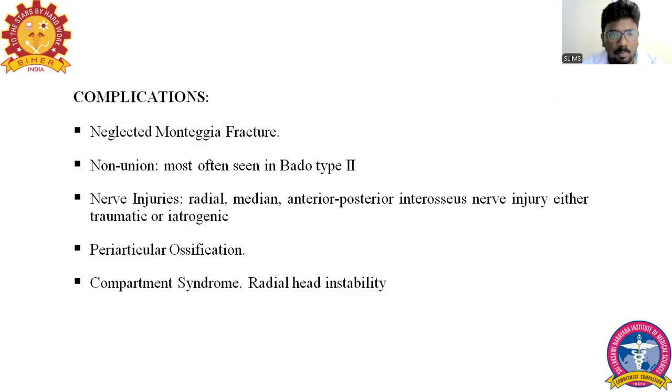and vascular blood supply by checking the distal pulse, the radial pulse, and the radial structures or radial nerve are examined by appropriate finger movements and wrist movements. The radial, median, anterior interosseous nerve, and posterior interosseous nerve may be injured either traumatically or iatrogenically. Iatrogenically, when we go for a surgical incision between the planes of the supinator muscle, there is a chance of posterior interosseous nerve palsy.